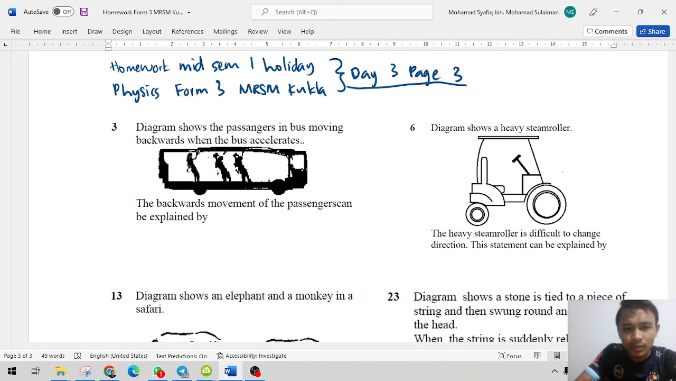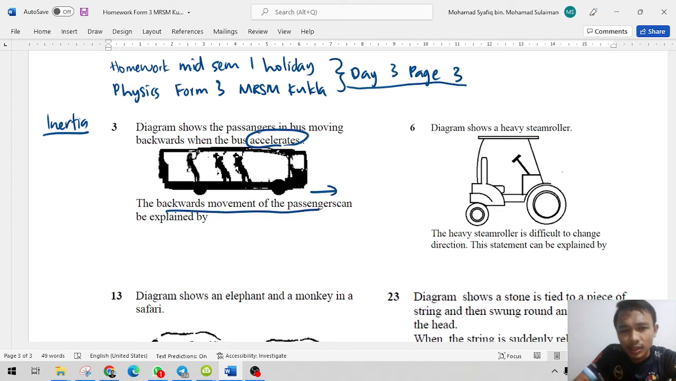Okay, so here we have the topic inertia. We have a bus moving, accelerates that way, and we can observe the backward movement of the passengers.